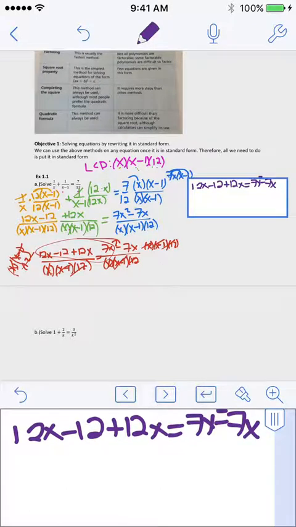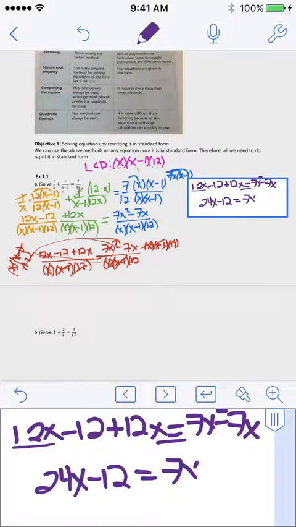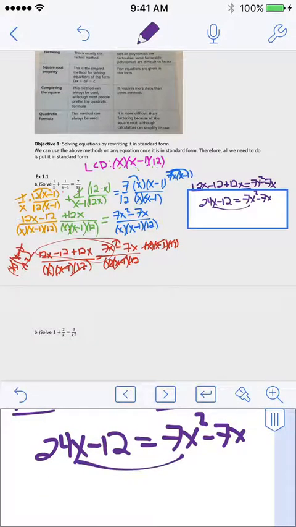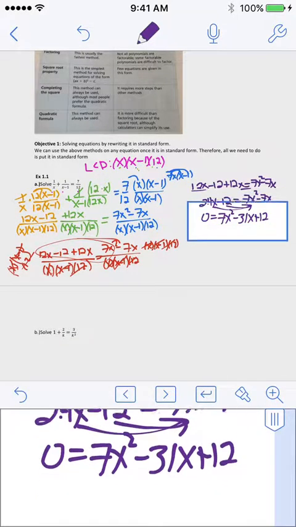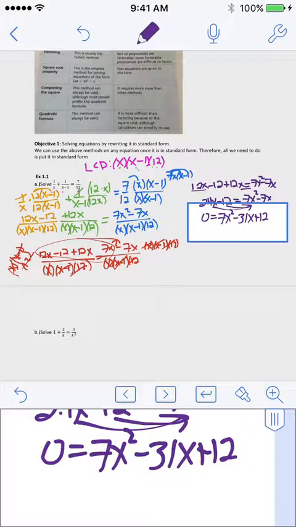Alright, I can combine some terms here. I've got 24x minus 12 is equal to 7x squared minus 7x. I can move these guys over here. 0 is left on this side. 7x squared, take away 24 from negative 7, you get negative 31x plus 12. Okay, and we've got a quadratic. So we took something that was not quadratic and we made it quadratic.